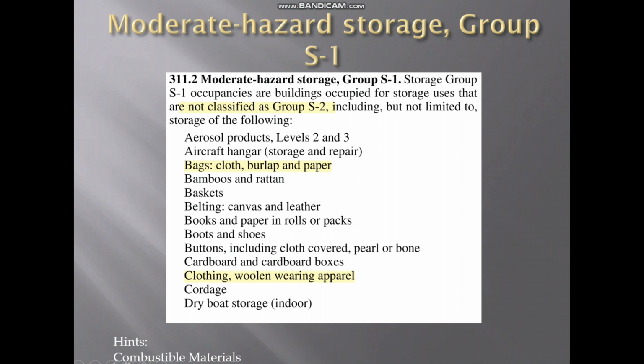So the first one, the moderate hazard, that is group S1. In the moderate hazard, what we have here is combustible material. You can see the clothing, the bags, the clothes arrangements. So combustible material comes under moderate hazard group 1.